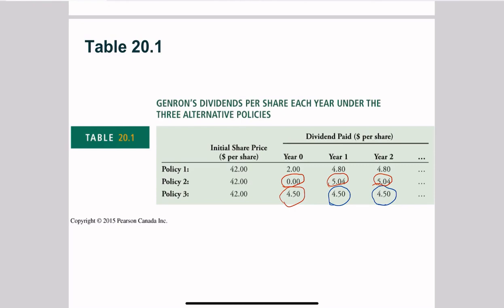And you can see that policy 1 is sort of in the middle between policy 2 and 3, right? So we have a medium-high dividend, and in the future, dividends are also medium-high, between the dividends you can get under policy 2 and under policy 3. But you can see that despite these different trade-offs, in the end, the initial share price is always the same. It's always $42.